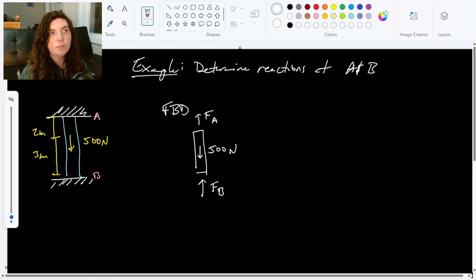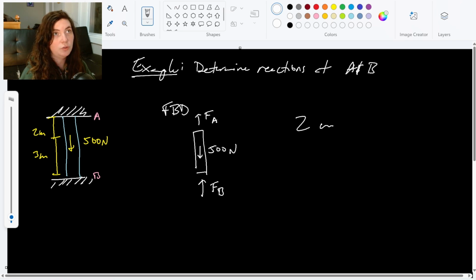So any moments or the X forces that we think of at a fixed location would really just be negating each other. Even if there were some X reaction at B, it would negate X reaction at A. So we're really not interested in it. So this loading is really entirely in the Y.